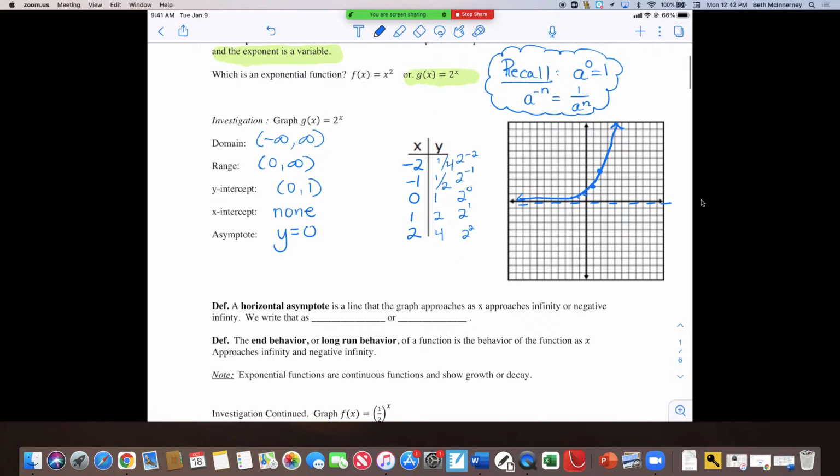And let's go ahead and tie this together with the definition here. A horizontal asymptote is a line that the graph approaches as x approaches infinity or negative infinity. And we write that like this.